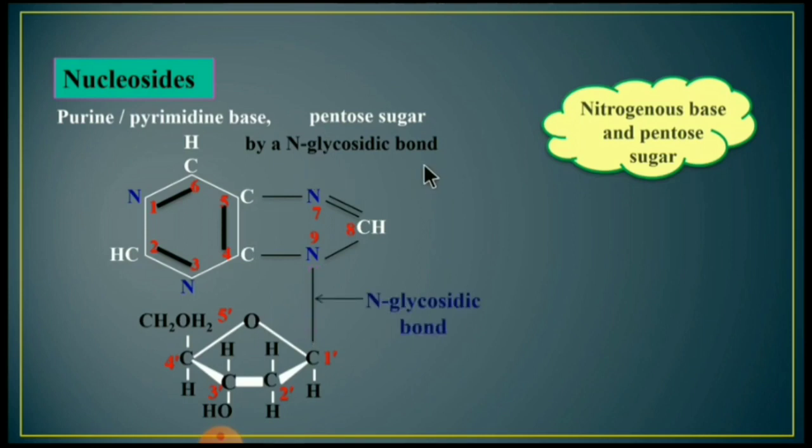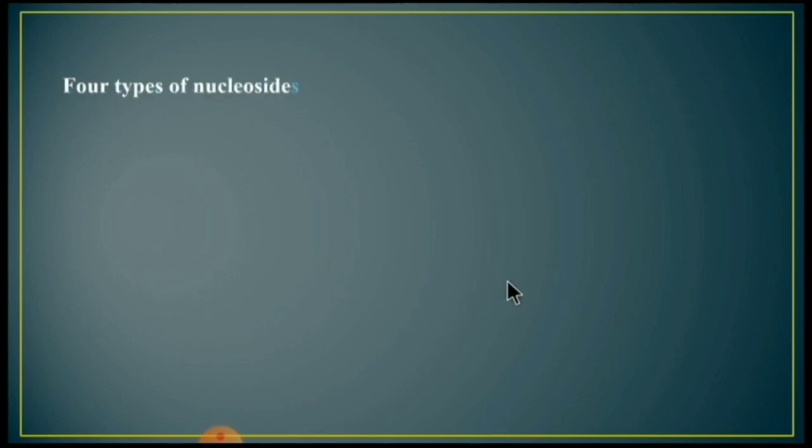You remember one thing: if the nitrogen base is purine, a 1,9 glycosidic bond formation takes place. If it is pyrimidine, a 1,1 glycosidic bond formation takes place. Okay. So there are 4 types of nucleosides.